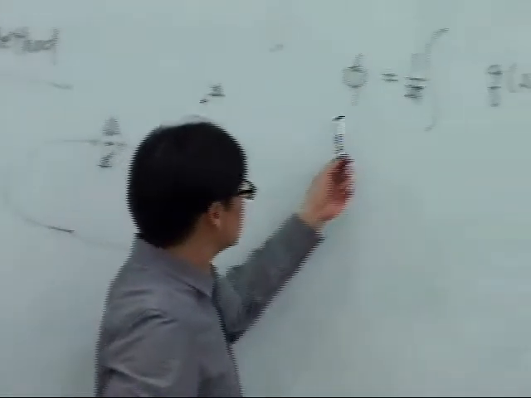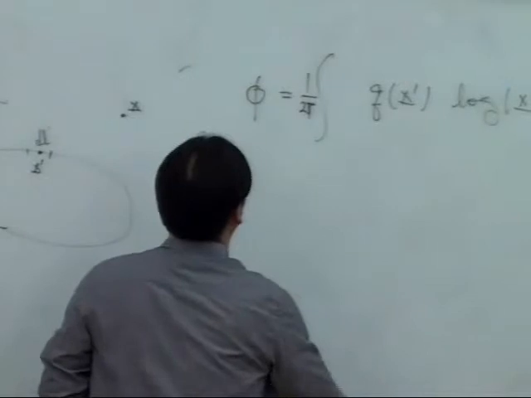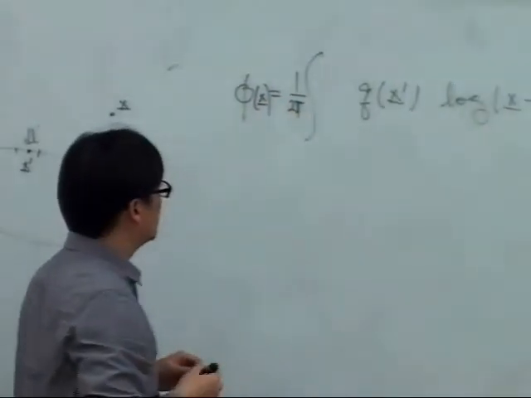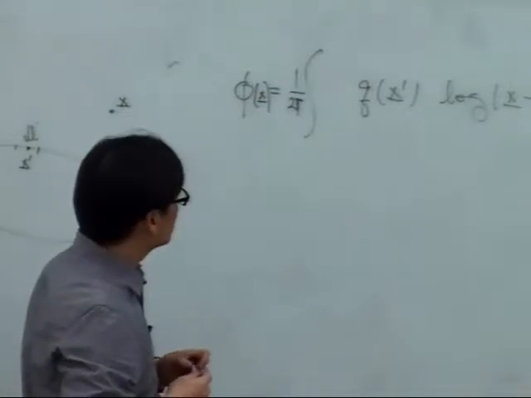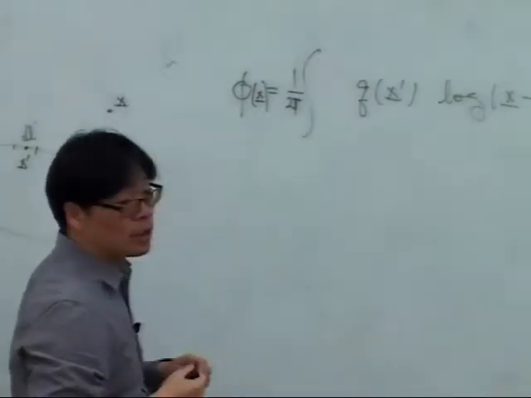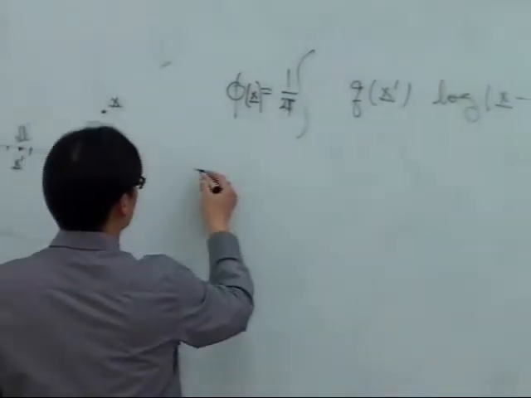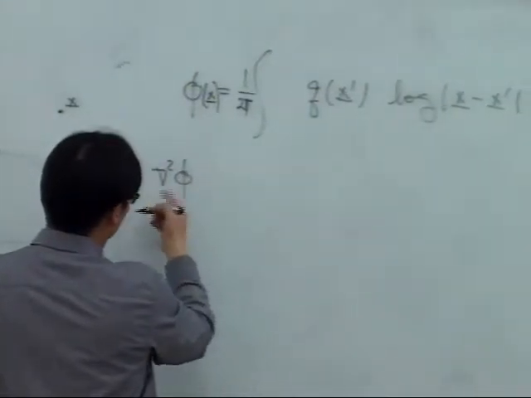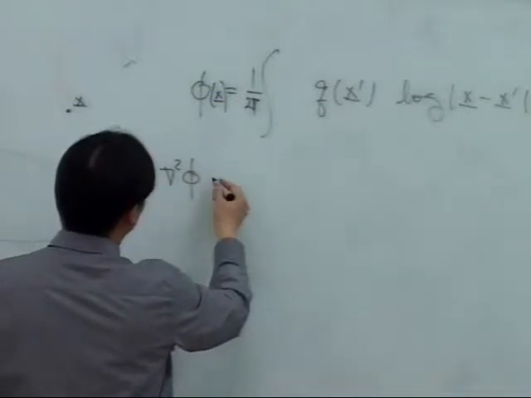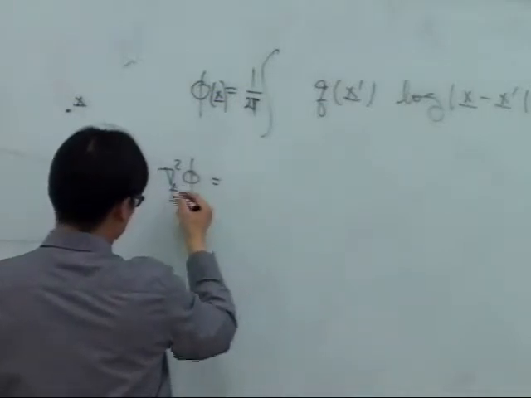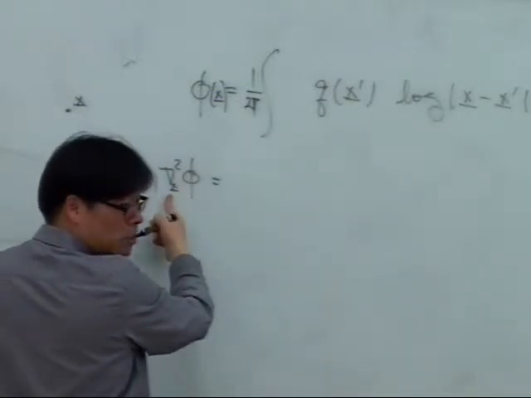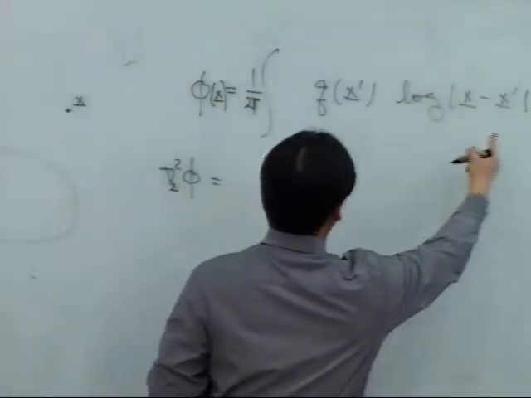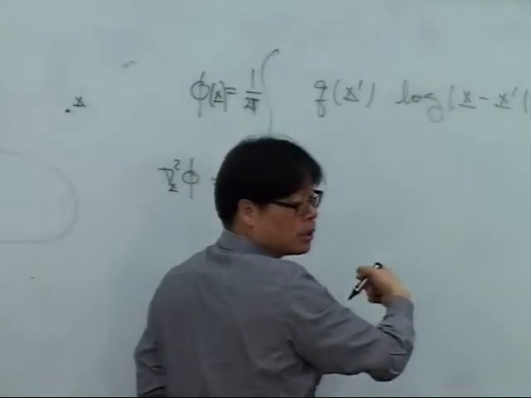So we represent the solution, which depends on x, in this way. So why is it a solution of the Laplace equation? When we take the Laplacian of phi, with respect to x, not x prime, okay? Because this guy depends on only x. X prime is a dummy variable for integration.